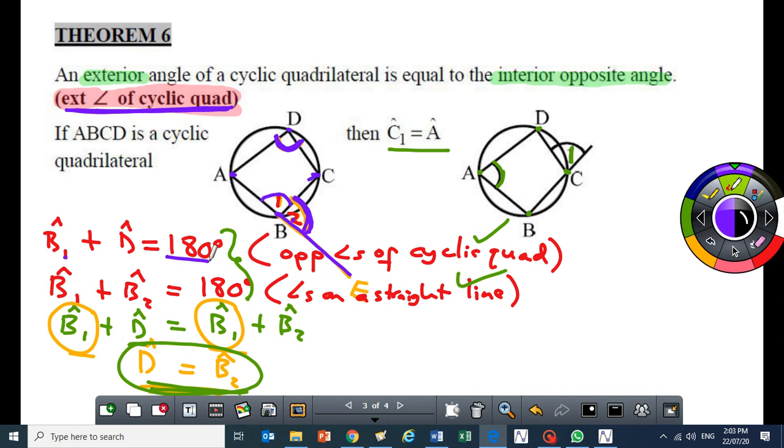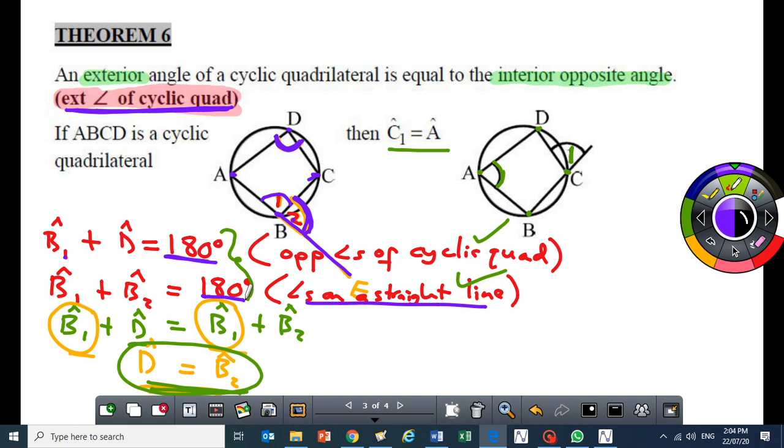Then, we also know from grade 8 and 9, angle B1 and B2 add up to 180 because they are angles on a straight line. That's grade 8. Now, since we have 180 here and we also have 180 there, it means I can equate the left-hand sides. I'll get B1 plus D equal to B1 plus B2.